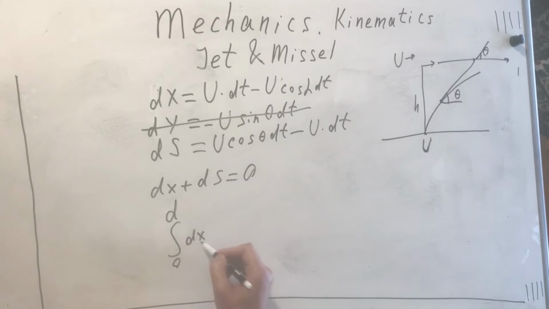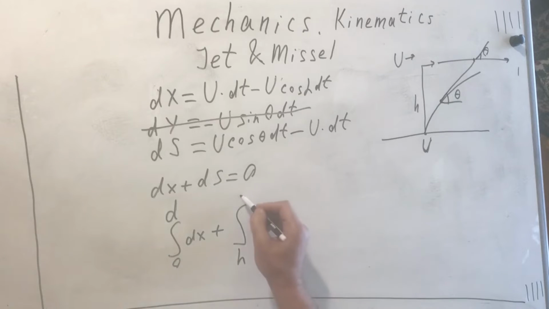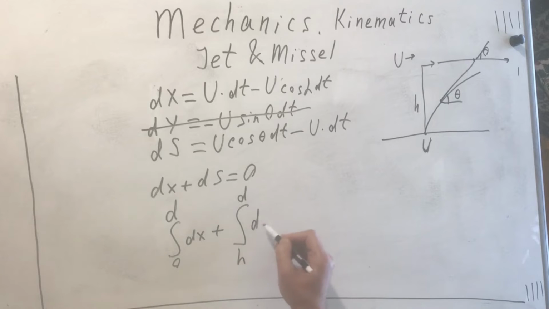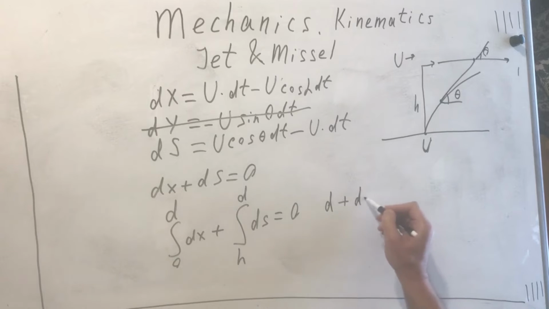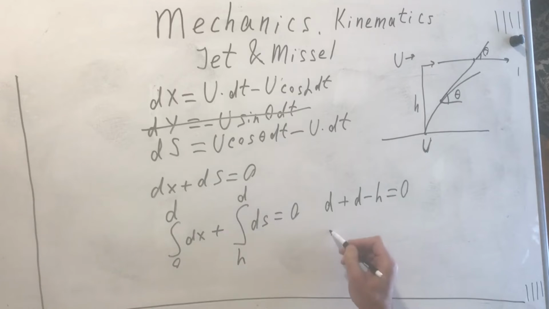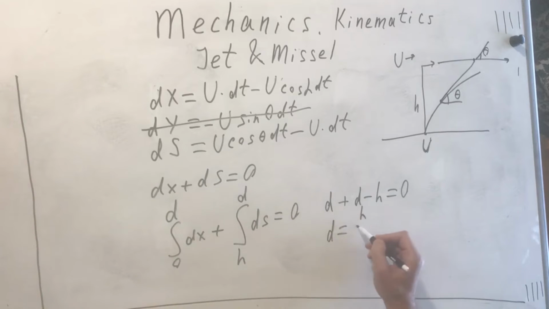From delta x, plus the integral where s is going from h to the same final distance d, ds, and that's equal to 0. So this integral equals d, and this integral equals d minus h, and the sum is 0. And now we see that the final distance will be h over 2. So that's the solution for this problem.